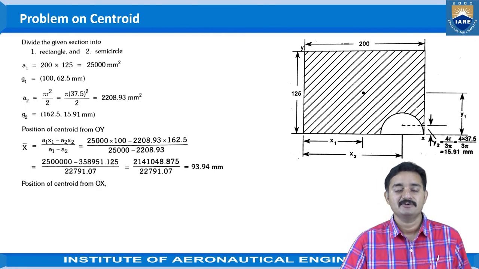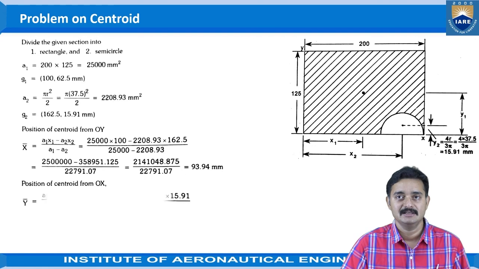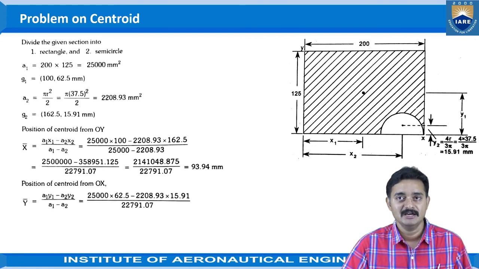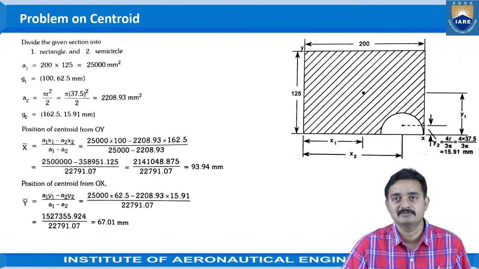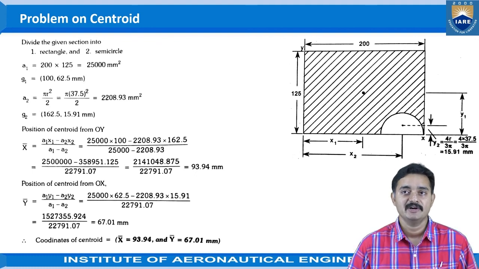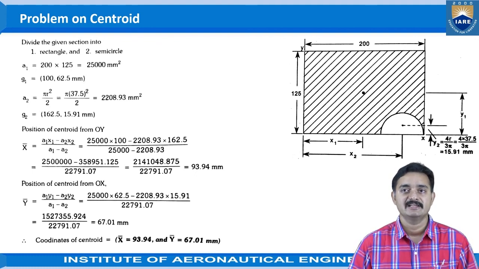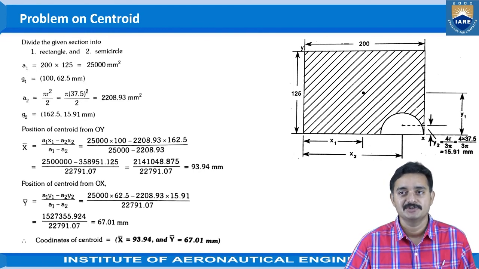Then the position of centroid from OX, that is x-axis, the centroid value would be y bar. The equation would be a1 y1 minus a2 y2 by a1 minus a2. When you substitute the values, it would be 25,000 into 62.5 minus 2208.93 into 15.91 by 22791.07. When you further simplify this, you will get the value as 67.01 millimeter. So the coordinates of the centroid E is given as x bar is equal to 93.94 millimeter and y bar is equal to 67.01 millimeter.